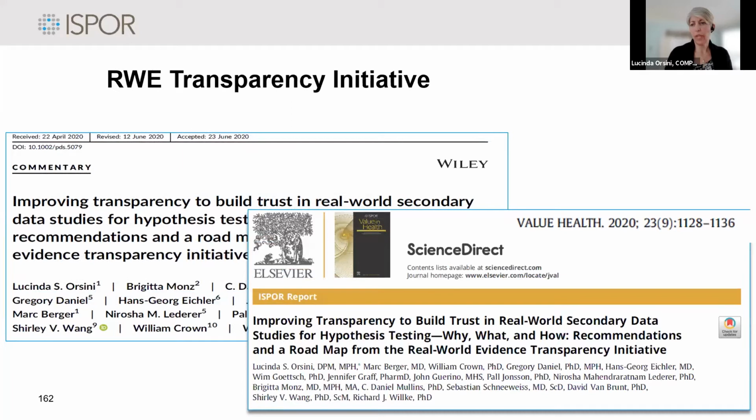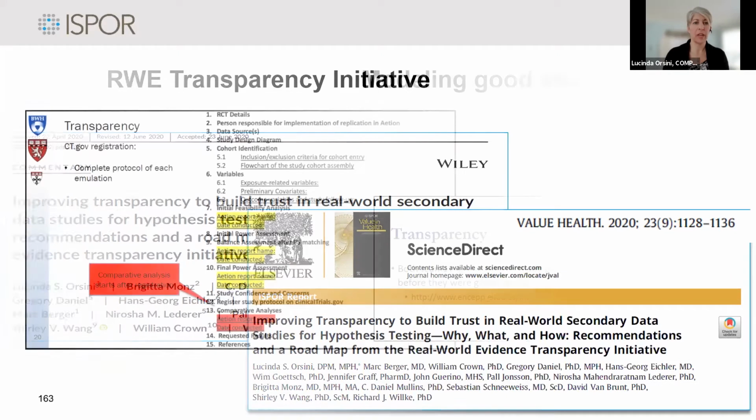One thing that we've been working on at ISPOR, and actually in collaboration with Duke Margolis, the International Society for Pharmacoepidemiology, and the National Pharmaceutical Council, among others who you see listed here as authors on this paper, is pulling together recommendations of how to be more transparent with our real world evidence studies, particularly these secondary data use studies that are looking at comparative effectiveness. And I think, by showing an example, you can go to the next slide, Valerie.